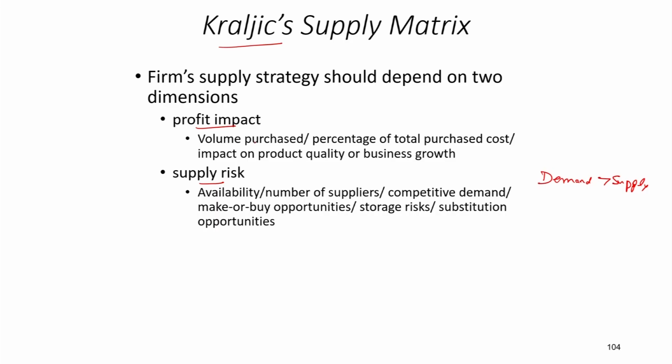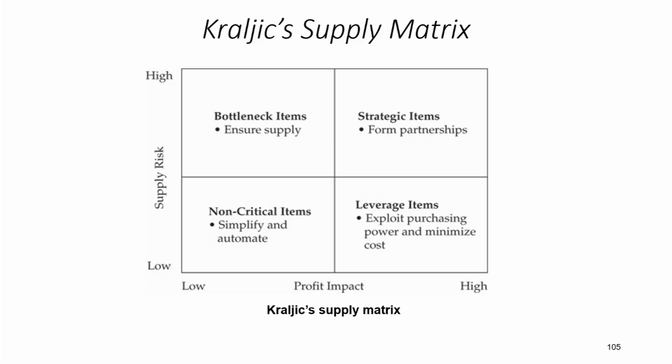So, profit impact is because of the volume purchased, the percentage of the total A class items, or the impact of the product quality on business growth, also critical items. Supply risk is because of the availability, number of suppliers, competitive demands, and there may be storage risk also, or there can be substitution opportunities also. So, based on that, we can divide our items into 4 quadrants based on the profit impact and supply risk.